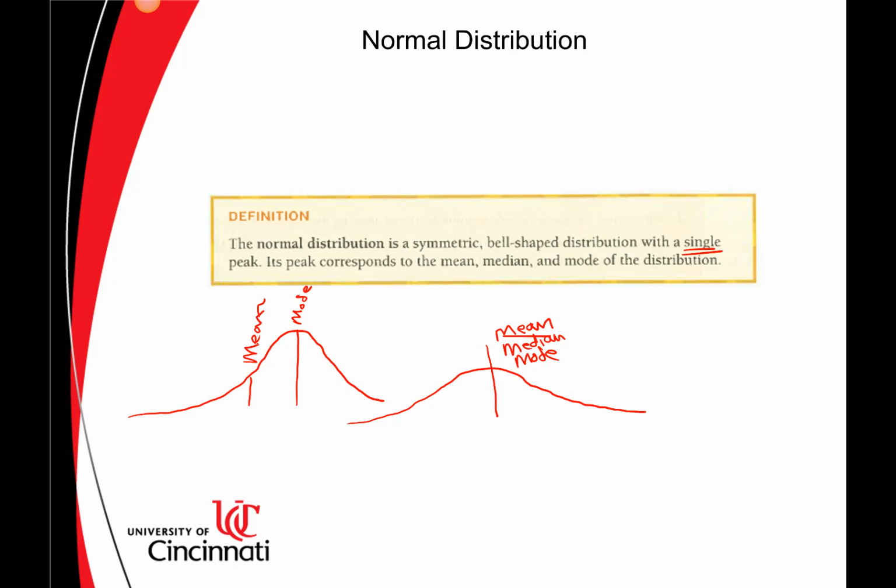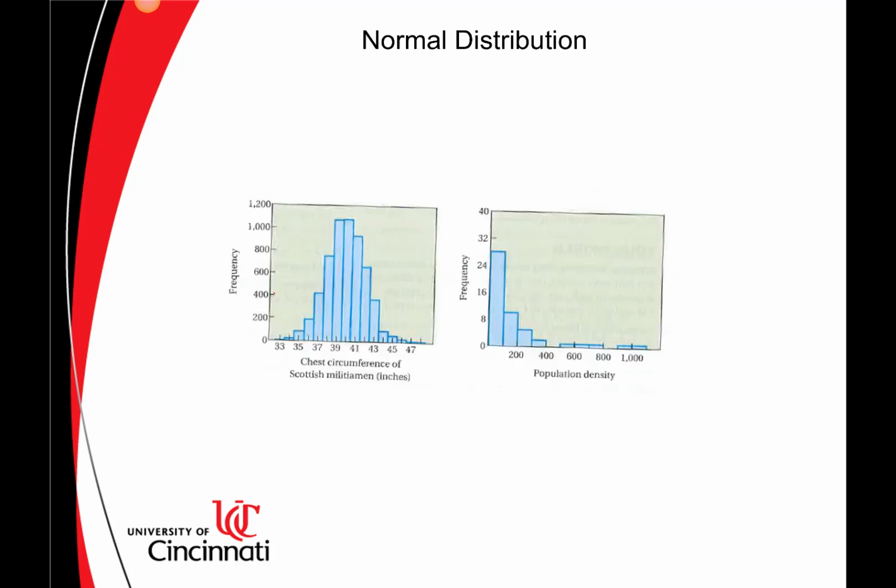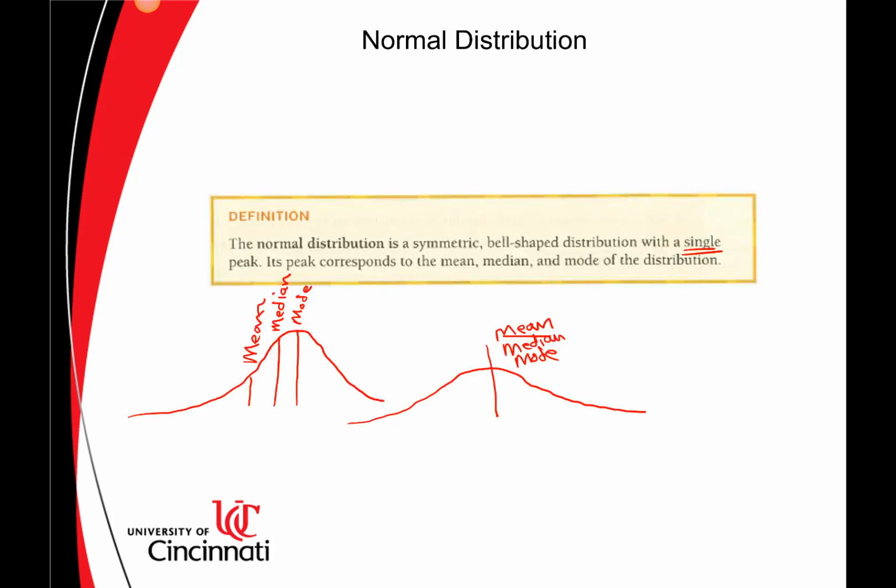Really? So you put your mode down at the high point. You pull your mean over whatever direction the data seem to be spilling. And then in between the two of them, you put your median. And that's really all there is to it.